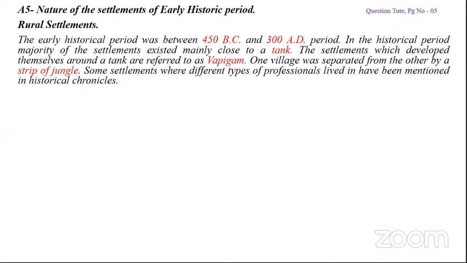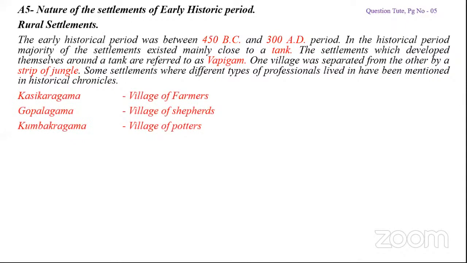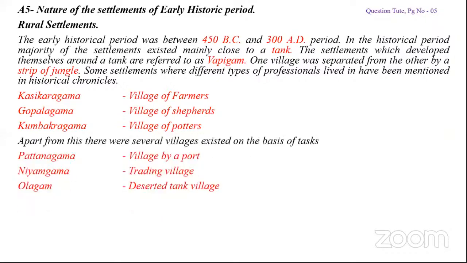Some settlements where different types of professionals lived have been mentioned in historical chronicles. Now you have to write some examples. Giving examples is very, very important. Here we have 6 examples, but we gave only 3. Why do we give 3 examples? Because otherwise we don't have the time to write such long answers in the exam. So the best thing is to give examples, but don't give all of them. Half is enough. Always when you are giving something, give 3 things. When you are writing an answer, you should give at least 3 pieces of information.